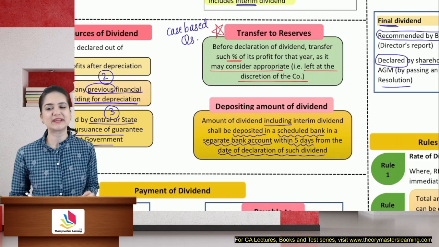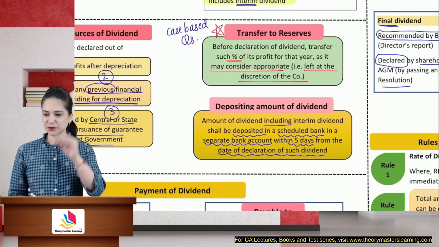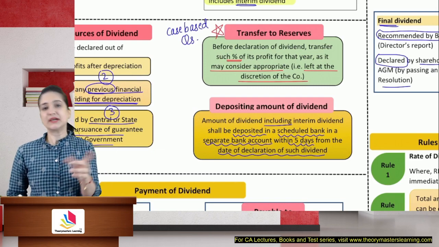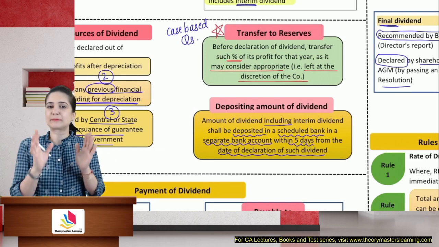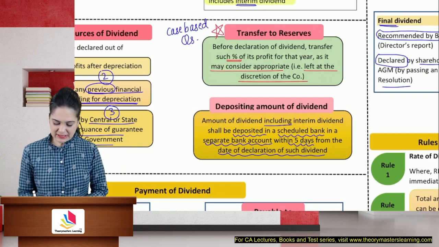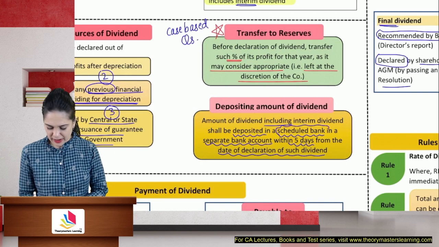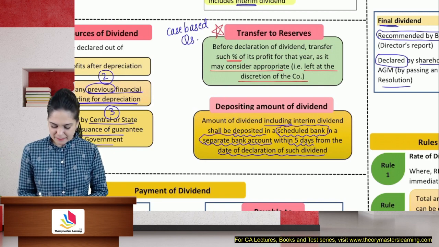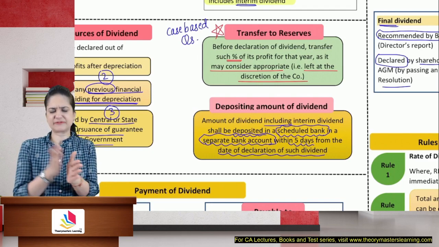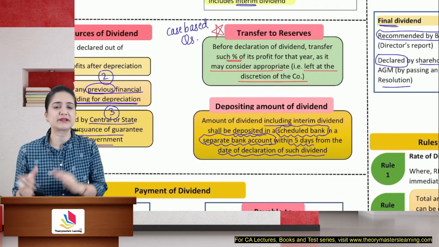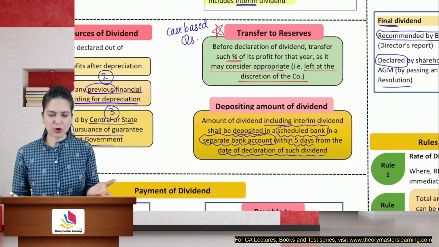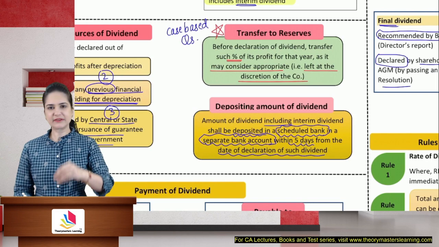The points which I have highlighted are the keywords. You should mention all this in your answer. So the amount of dividend, including interim dividend, it means the rules apply to interim dividend also. They shall be deposited in a scheduled bank, in a separate bank account within 5 days from declaration of dividend. So if the dividend is declared, within 5 days you have to deposit the money in a separate bank account, and it has to be paid within 30 days of declaration. It is an obligation of the company. If you have declared the dividend, you will have to pay it.